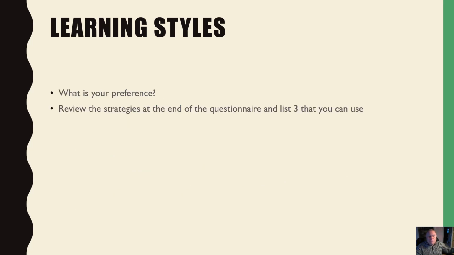What's your preference? Review the strategies at the end of the questionnaire and list 3 that you can use. Okay? So there's 3 things you can do. There's a list there. Pick 3 of them.